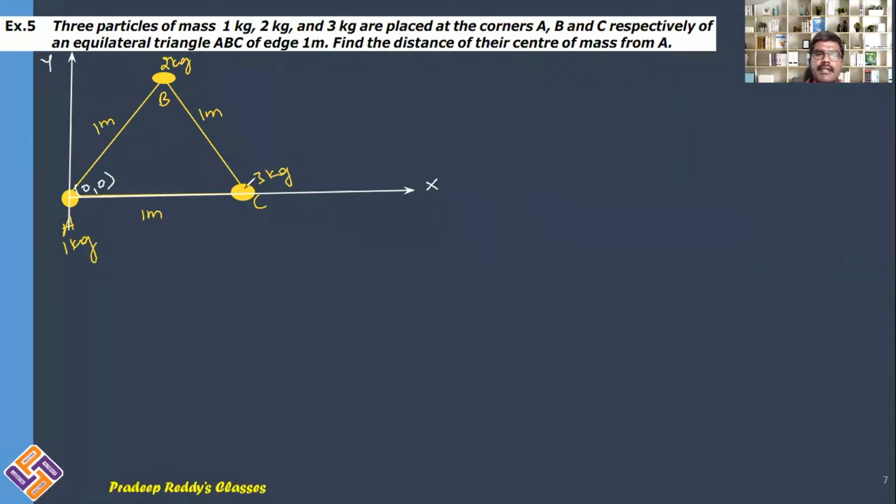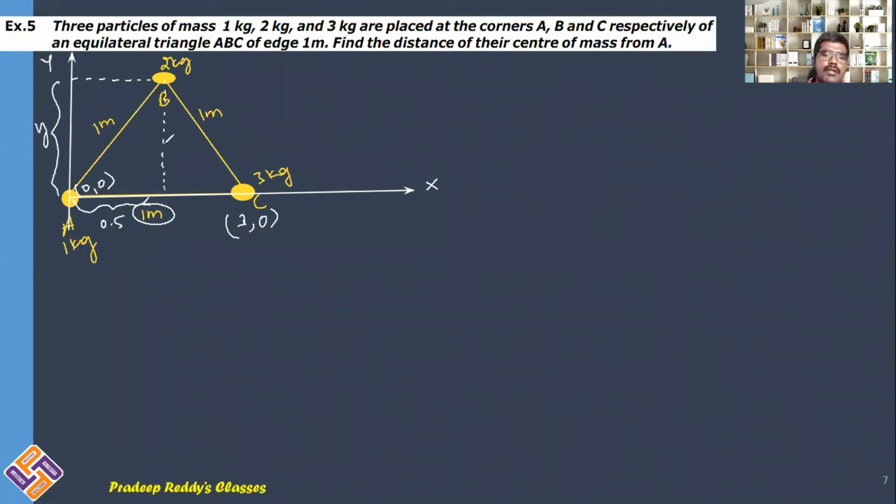And next, this 3 kg, along the x-axis it is 1 meter, and along the y-axis it is 0. So its coordinates will be 1, 0. Next, this 2 kg mass, along the x-axis this length is 0.5, and along the y-axis I want to find this value.